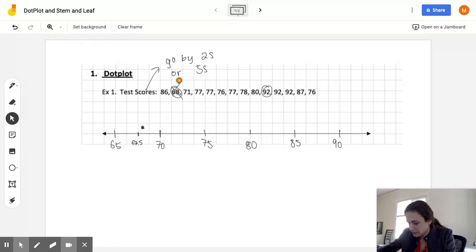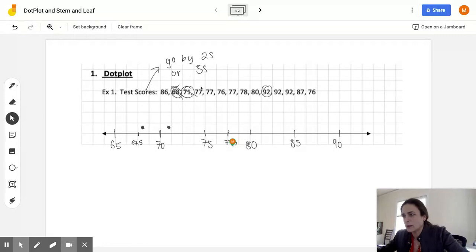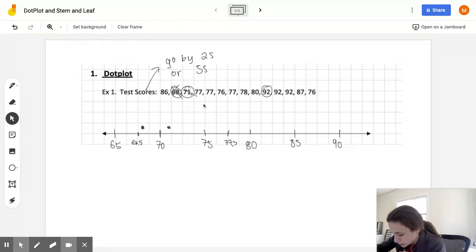Next, you're going to do 71. 71 will go right about here. Okay, then 75, this would be 77.5. So you guys, you can go in any order with these data points. I kind of started here and I'm going along this way, but you can go in any order.